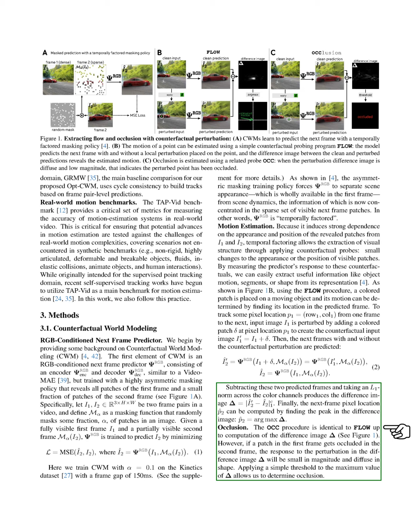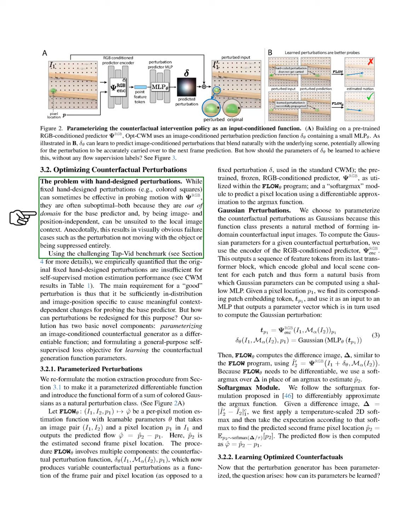Section: Optimizing Counterfactual Perturbations. In this section, we address the issue of optimizing counterfactual perturbations. We recognize that fixed, hand-designed perturbations, like colored squares, can sometimes help in analyzing motion with our RGB predictor, but they often fall short. This is mainly because they do not fit well with the specific context of the images and can lead to clear failures, such as the perturbation not moving with the object or being completely ignored.